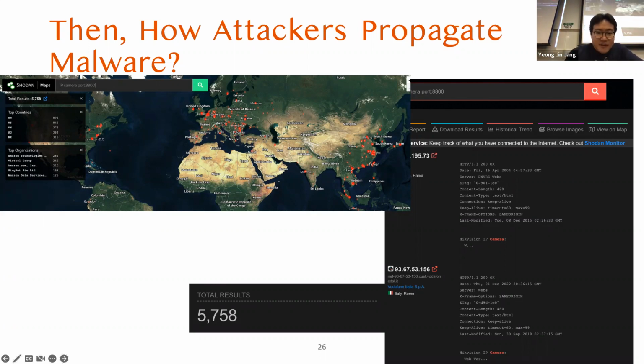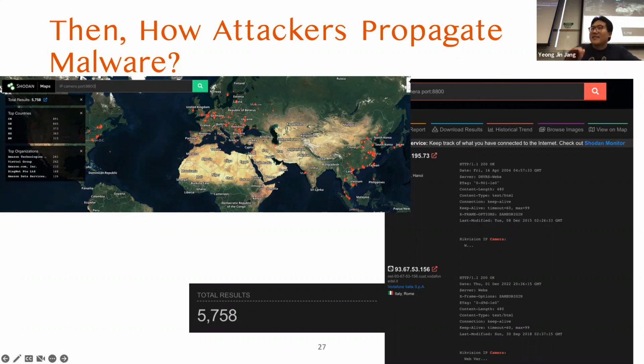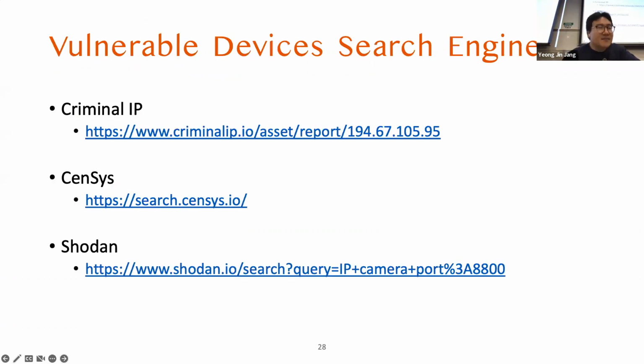So what I'm demonstrating is that attackers can easily find attackable targets if they obtain the exploit. And Shodan is not the only service. There is another service called Criminal IP, and then Censys and Shodan. These three are the representative search engines for these kinds of vulnerable hosts.